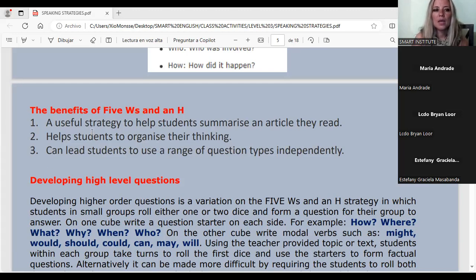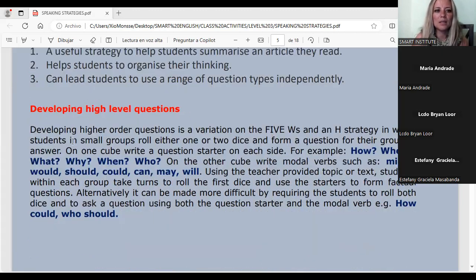Help students to organize their thinking. Okay. When you are teaching beginners or intermediate, have them put the ideas in order. Give them time. Developing high level questions. Here we have the same exercise, the same activity, but with high level questions. Okay, Brian, could you please read?